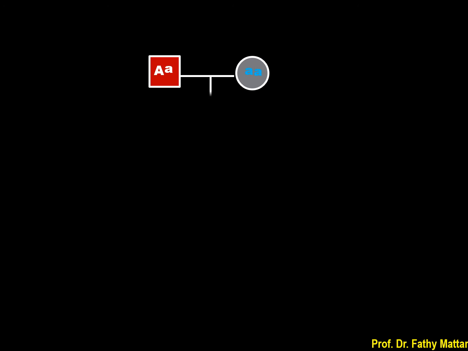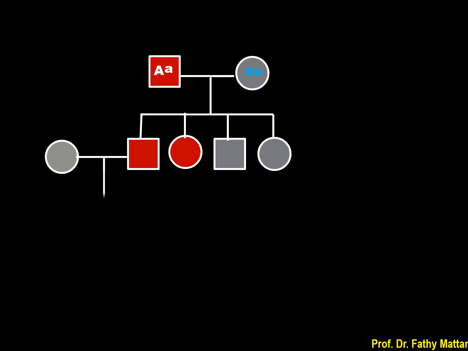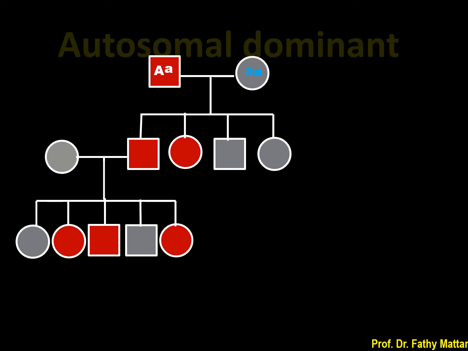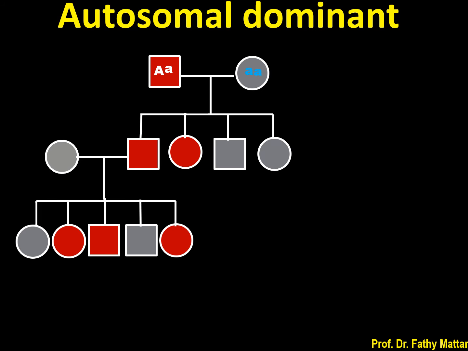Let's look at this case. In this family, the father is showing the disease and the mother is not. Two of the progeny have the disease. One of them married a normal girl and got children with the disease. What do you think? This disease is in males and females and in all generations. It is autosomal dominant. That's true. Okay, autosomal dominant.